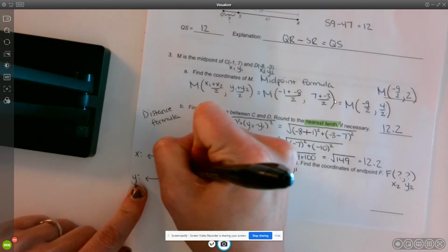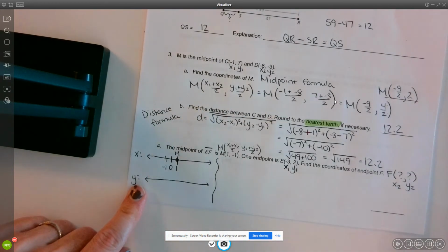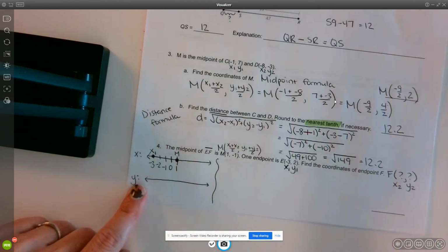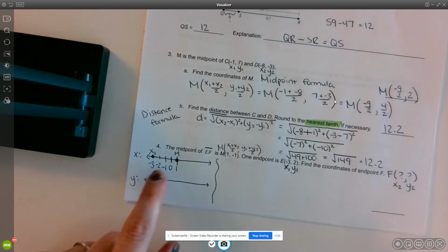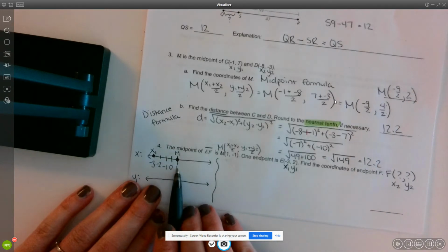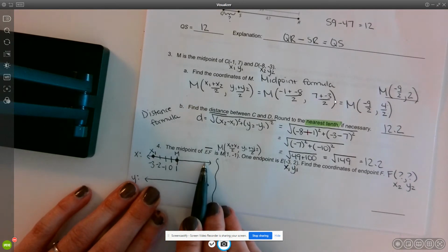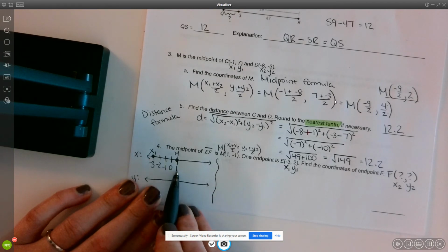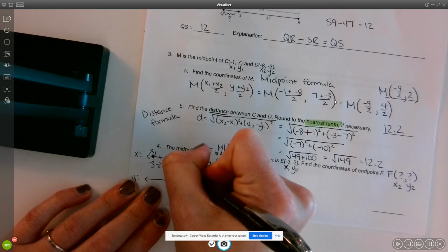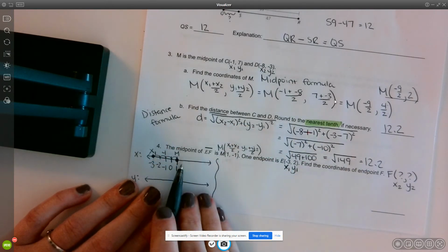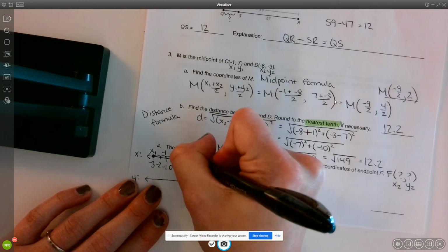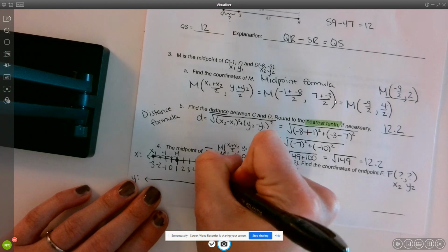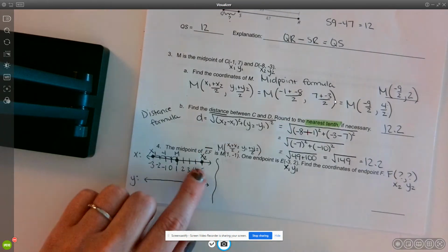So 0, negative 1, negative 2, negative 3. Here's my first endpoint. My job is to find the other endpoint. In order for 1 to be in the middle, x2 has to be somewhere over here. So I'm going to count how far away x1 is from 1. It has a distance of 1, 2, 3, 4. So I need to make sure I count 4 to the right. 1, 2, 3, 4. And when I figure out what number that is, x2 is 5.